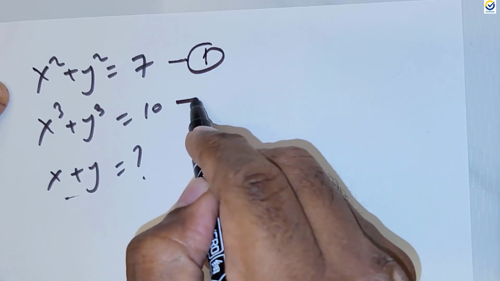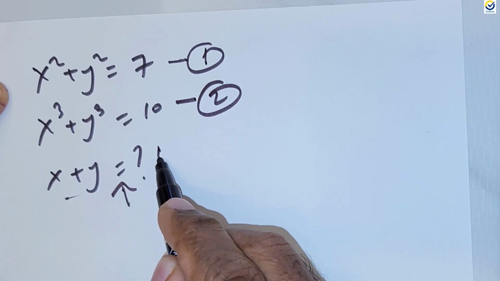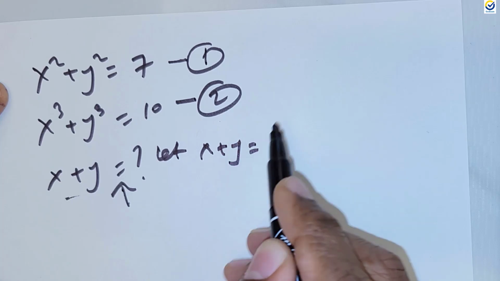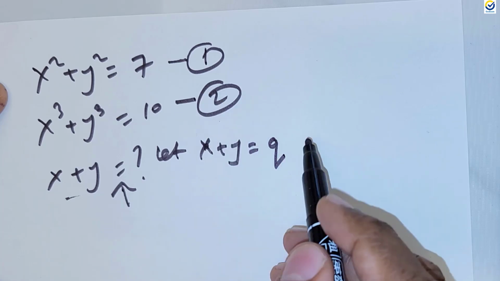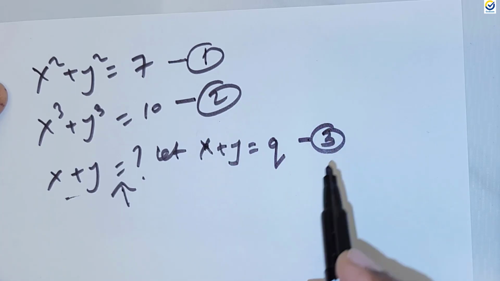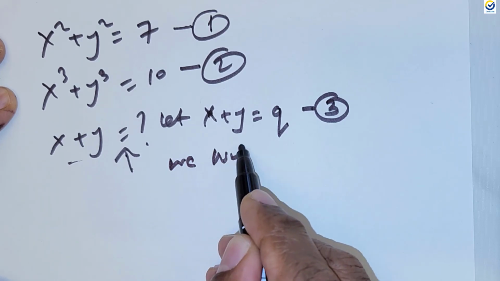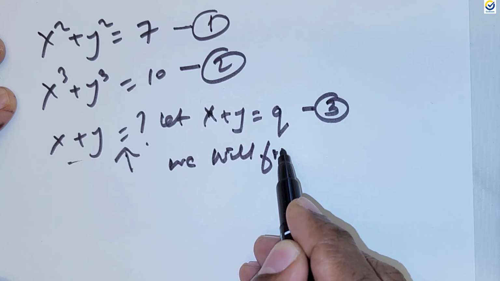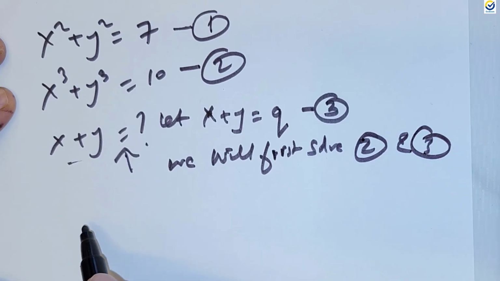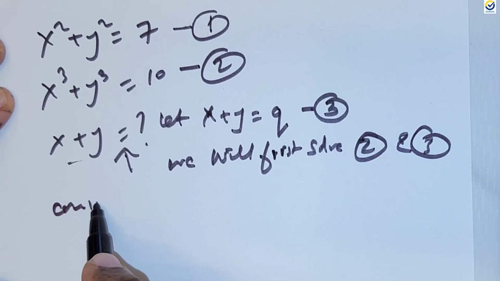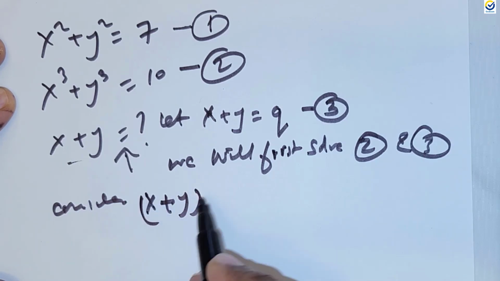I'm going to take this as equation 1 and equation 2, and for this what I'm going to do is let x plus y be equal to some q. So this is going to be my equation 3. So the idea is we will first solve 2 and 3.